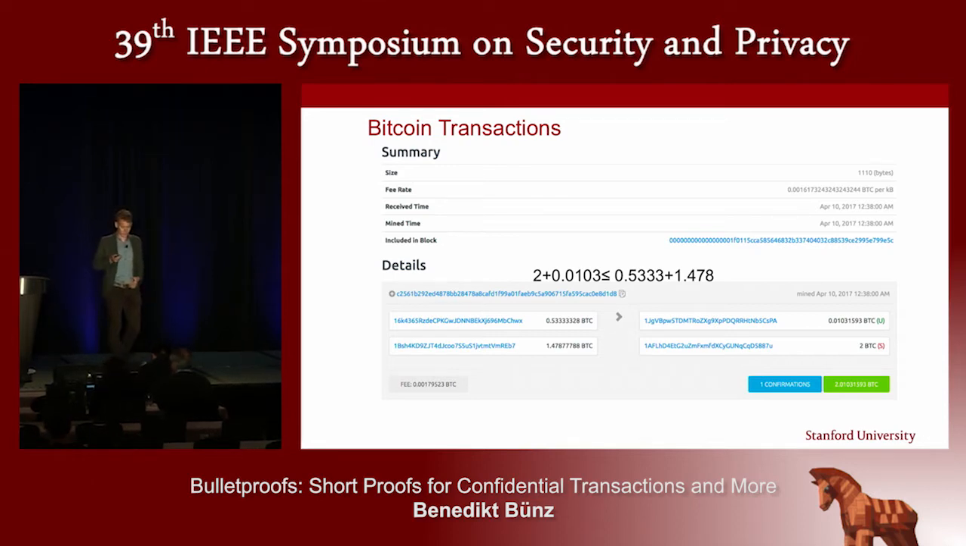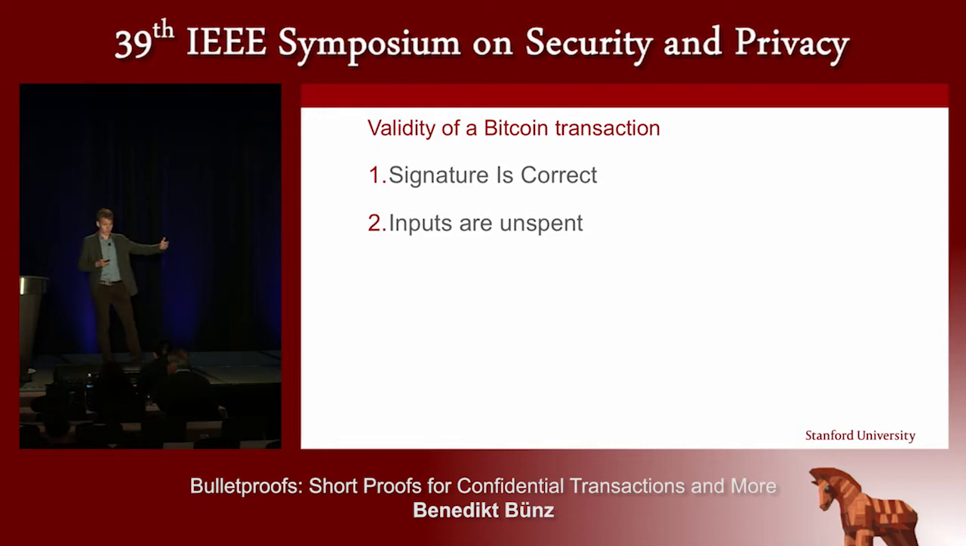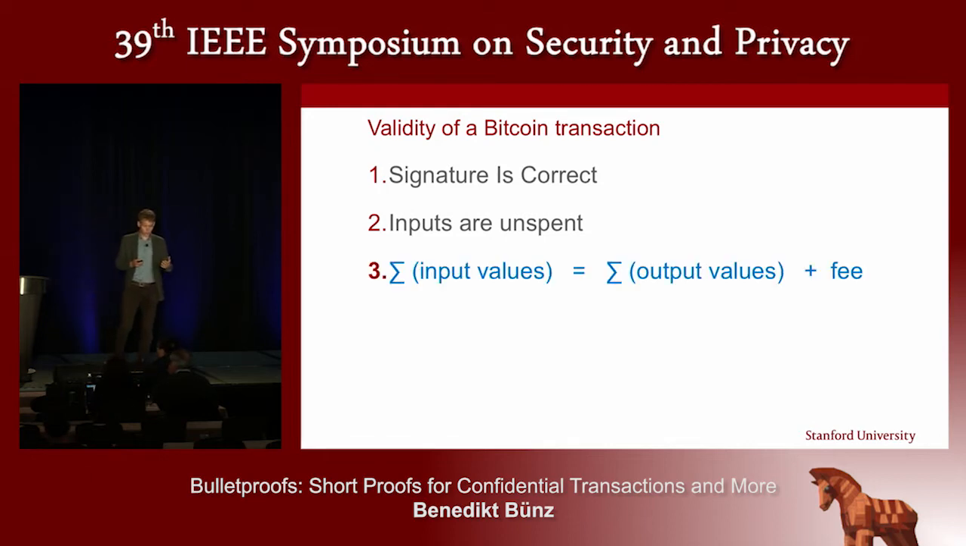And the difference between the inputs and the outputs is actually the fees that are paid to the miners to validate the transaction. So how does a miner validate a transaction? Well, a miner or any full node can validate a Bitcoin transaction by checking that the signatures are correct, so a person was authorized to spend the money. Secondly, that the inputs are unspent, so you cannot spend the same money twice. And thirdly, that the sum of the inputs is equal to the sum of the outputs plus the fees.